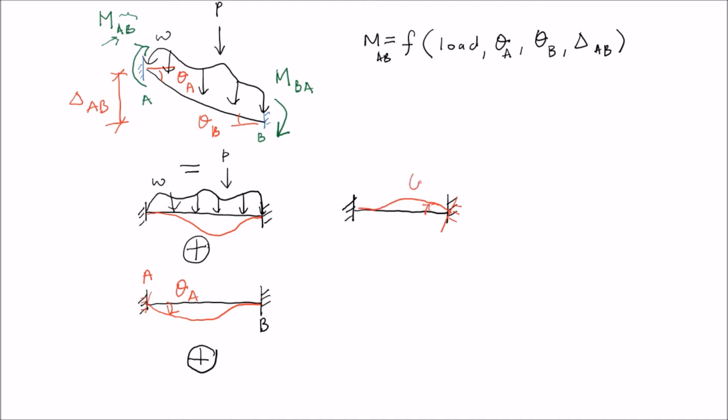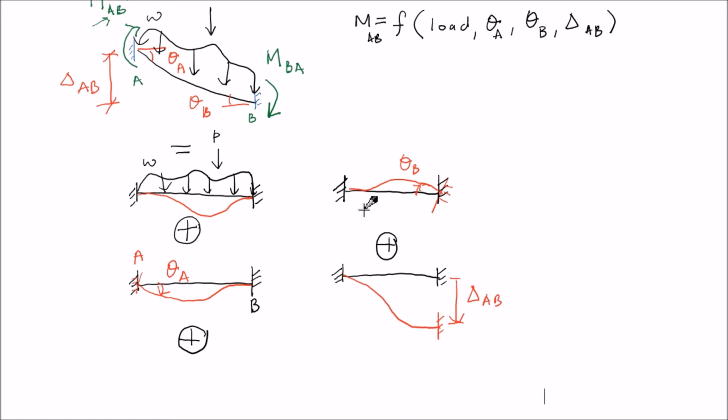Okay, so this is theta B. And then due to only displacement, so what we are going to do is apply only displacement. Okay, force it to go down, or better still, this is the original beam, it's straight. Now you force it down by delta AB. Okay, so this is the new beam.